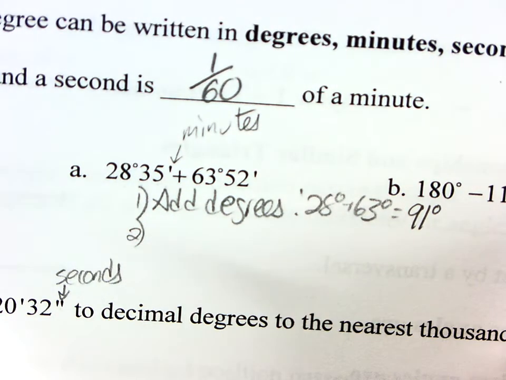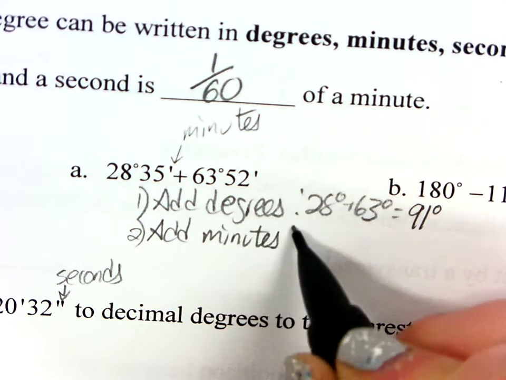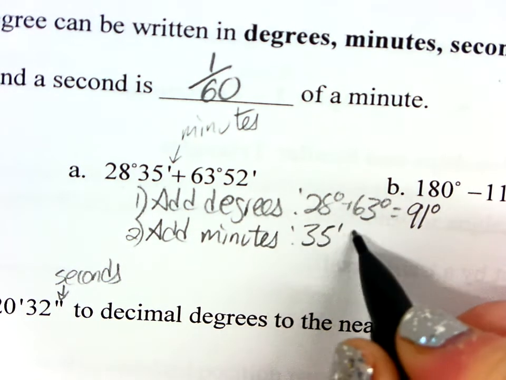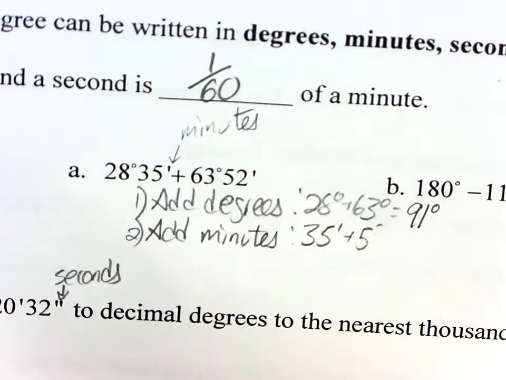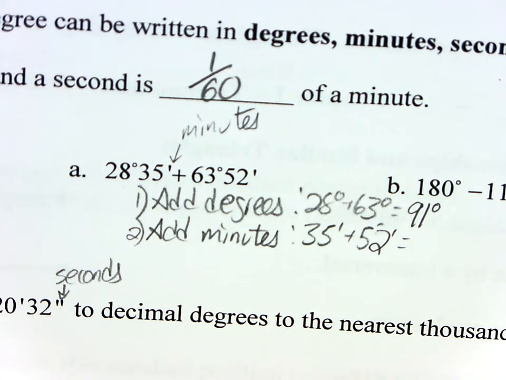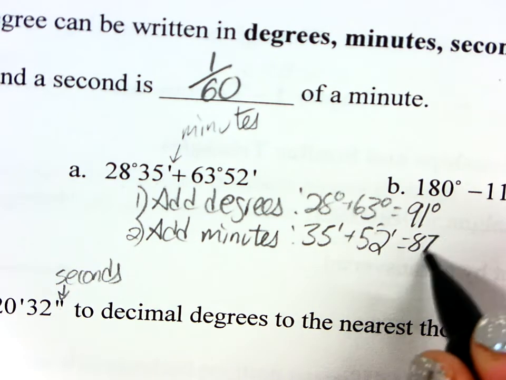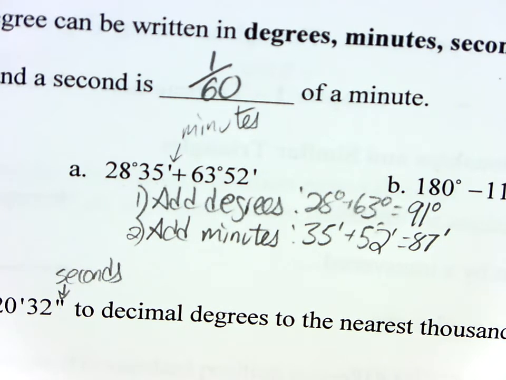Now, I'm going to add the minutes together. So in this case, that's 35 minutes and 52 minutes. Oops, silly goose. So 35 and 52, I have that as 87 minutes. But here's the problem. Just like when you're doing hours and minutes, if you had 87 minutes, wouldn't you turn that into hours and minutes? So what would 87 minutes be in hours and minutes?